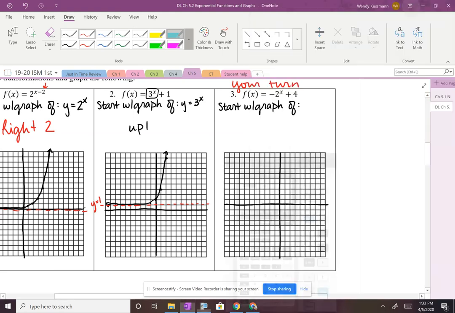All right, last example is your turn. Here, what I wanted to point out to you first is that we are starting with this graph of 2 to the x. That negative tells you something different. That is a transformation. So go ahead and figure out what the negative does, the plus 4, and graph it.